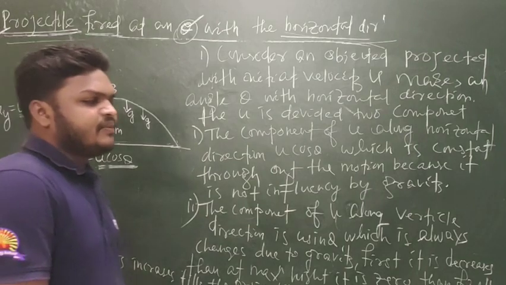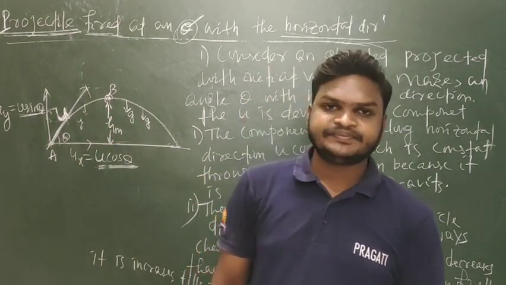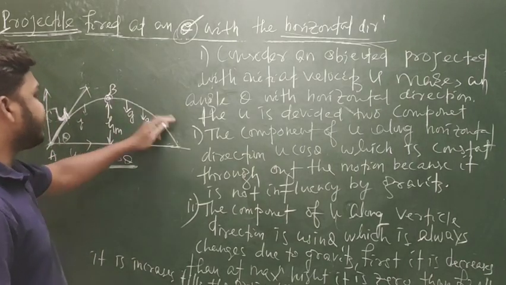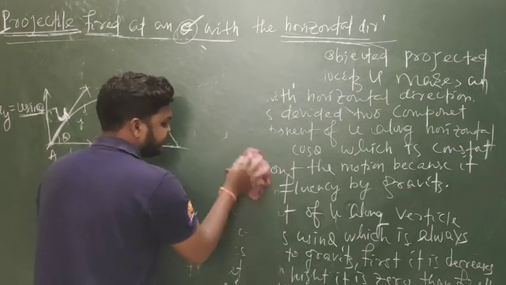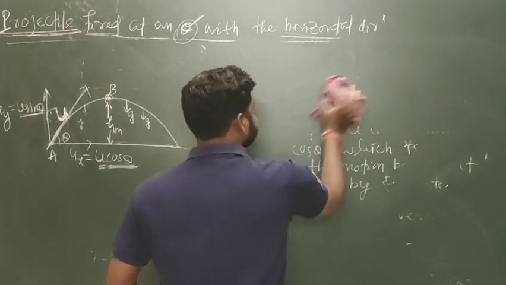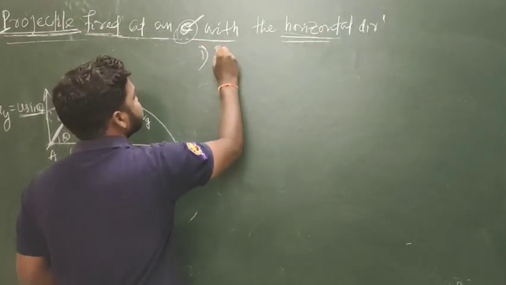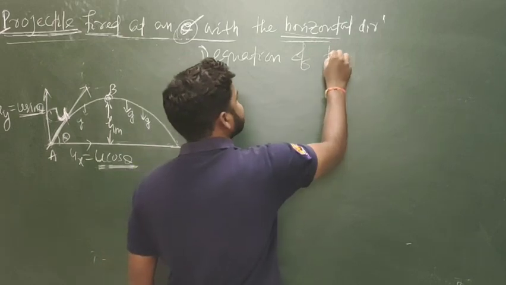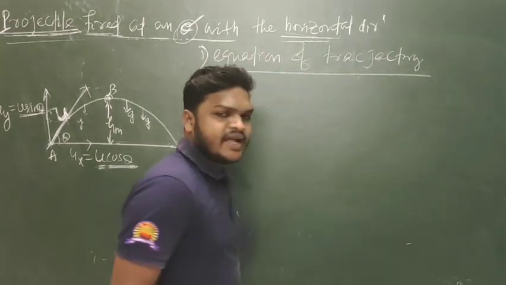Now we will look at the equations. In the first equation we see how we can say that the path of the projectile is parabolic. That is the equation of trajectory, because the path of the projectile is said to be the trajectory path. So let's see first the equation of trajectory.